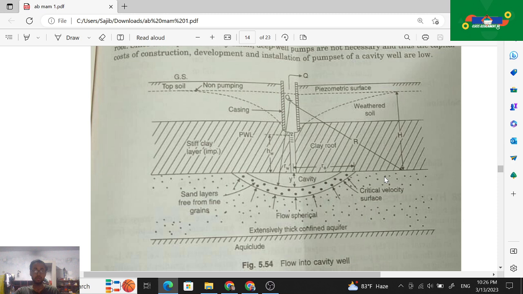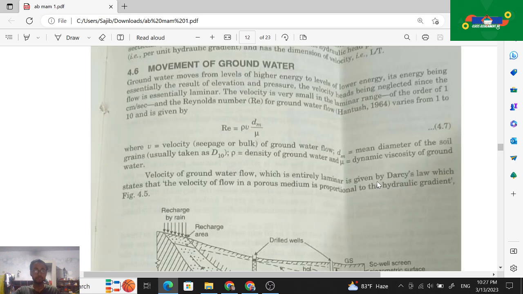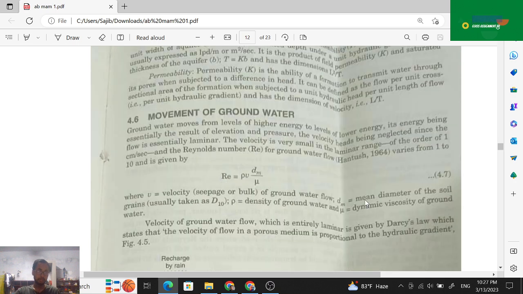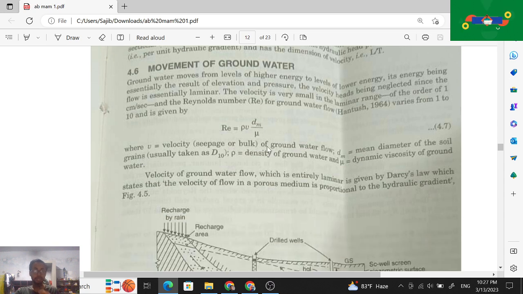Then, regarding the movement of groundwater: groundwater moves from a level of high energy to a level of lower energy, and its energy bearing is essentially the result of elevation, with pressure and velocity heads being neglected since the flow is essentially laminar. The velocity is very small in the laminar range, of the order of 1 centimeter per second, and the Reynolds number for groundwater flow is from 1 to 10 and is given as Re, which is rho v dm by mu.